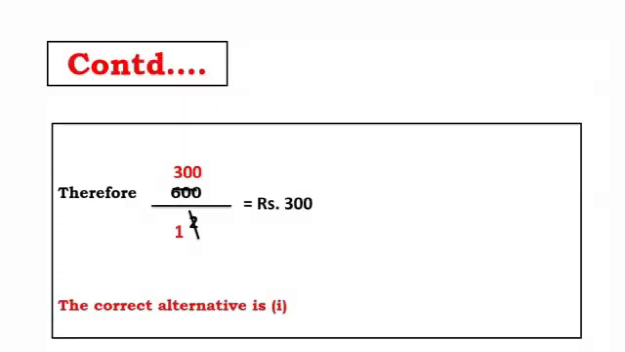Now to find out, I2 is equal to 600 upon 2. So after cancellation, I2 is rupees 300. So the correct alternative is the first one.